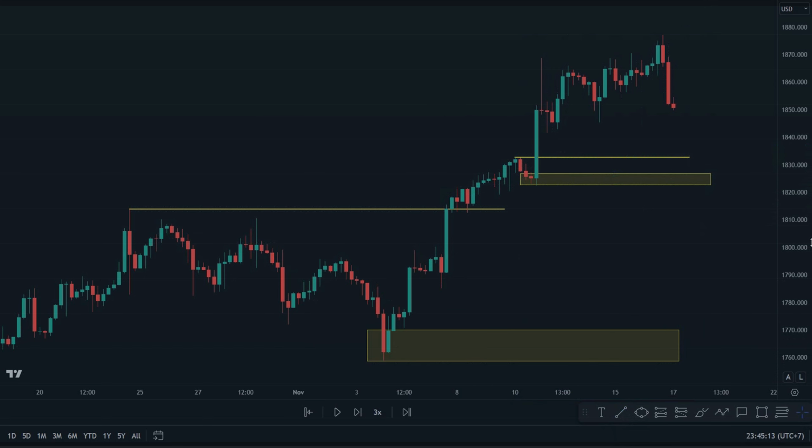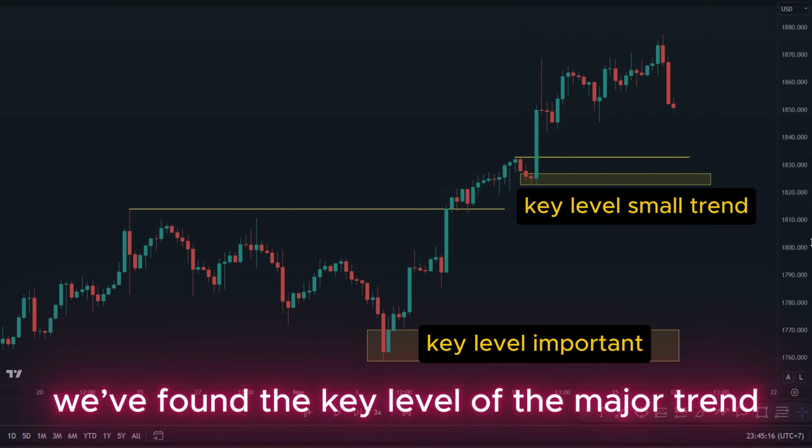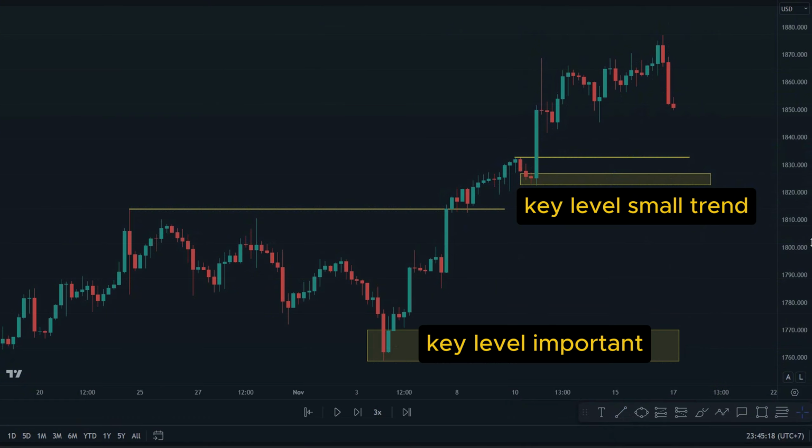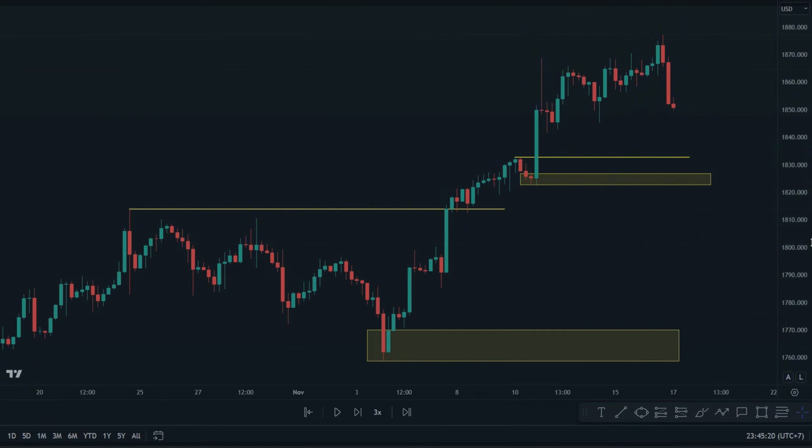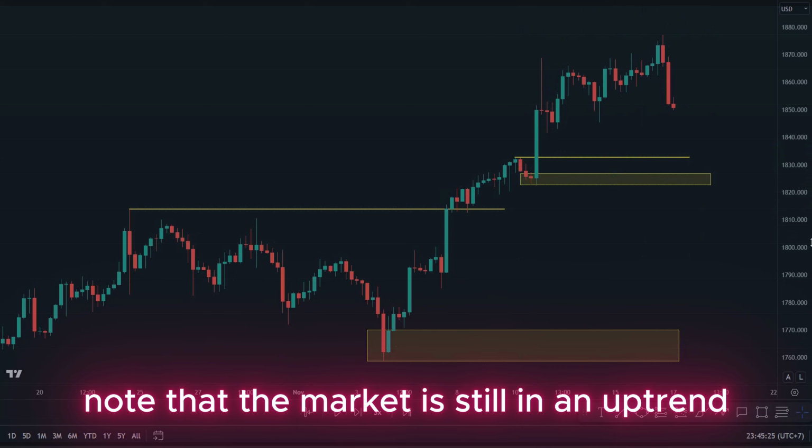So, we've found the key level of the major trend, and the key level of the smaller trend. So how do we think about this? At this point, note that the market is still in an uptrend.